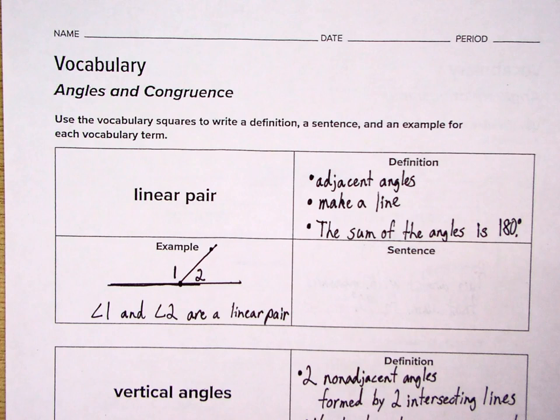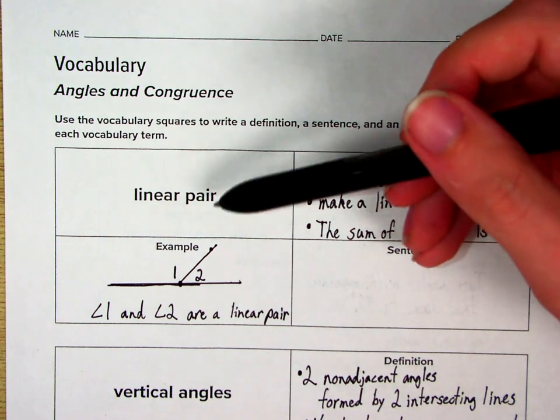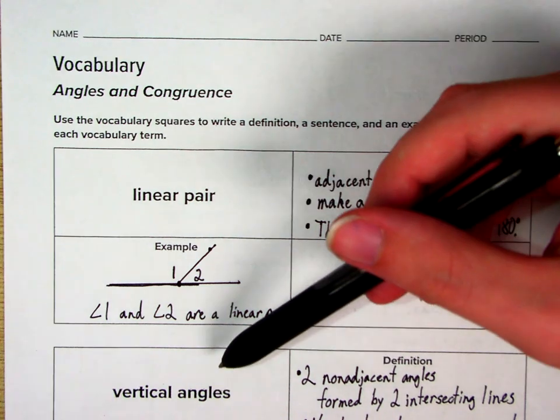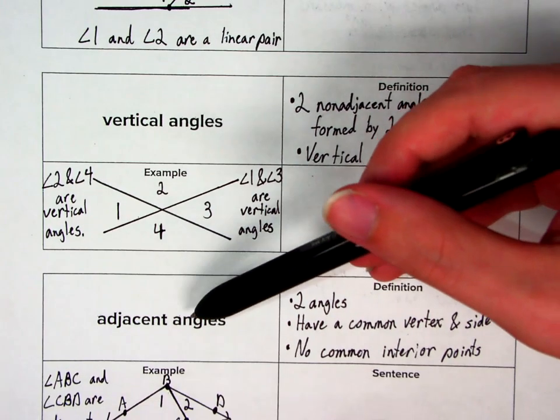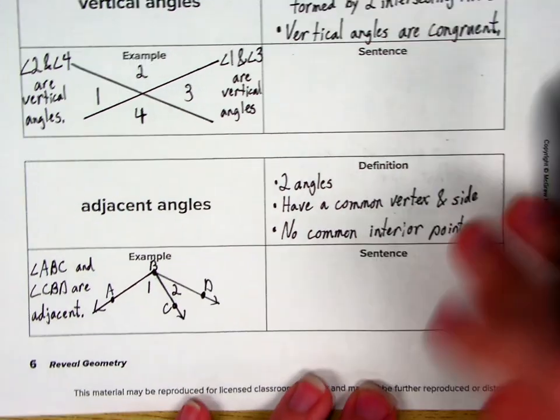Okay, class, this week we worked on a lot of angle vocabulary. This is just going to be a recap on the vocab. We did more with it. We're going to talk about linear pairs, vertical angles, adjacent angles, and then complementary and supplementary. We'll start with adjacent angles.